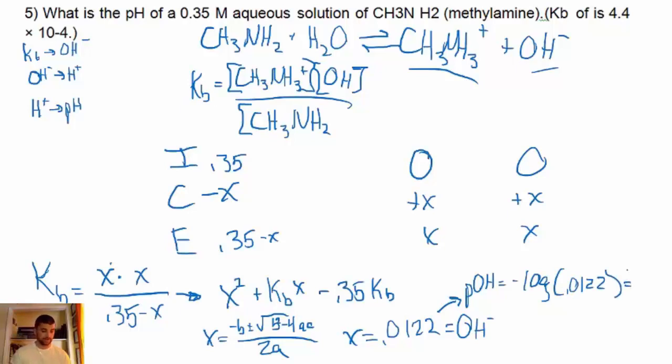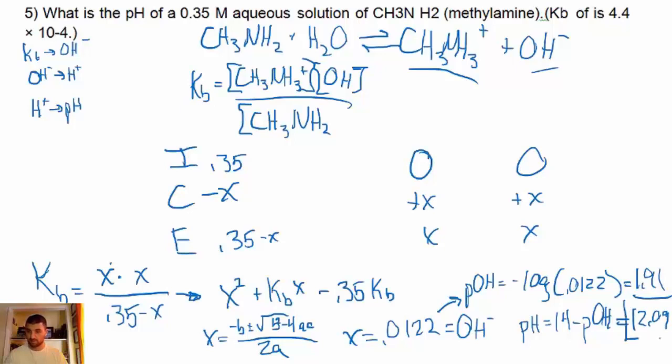And I get pOH of 1.91. But I'm not done because it wants a pH. So I have to remember that pH equals 14 minus the pOH, which is that 1.91, and I get a final answer of 12.09. Bam. All right. So that's how you do that.